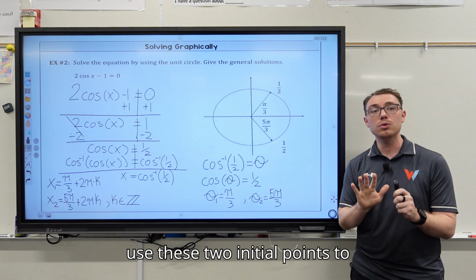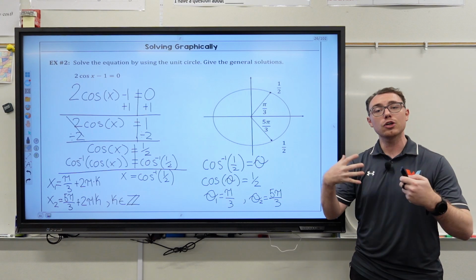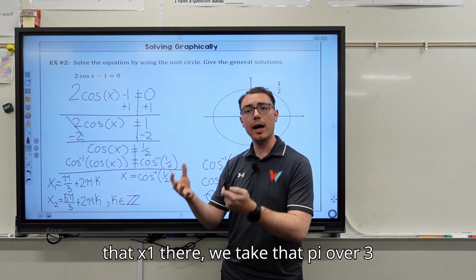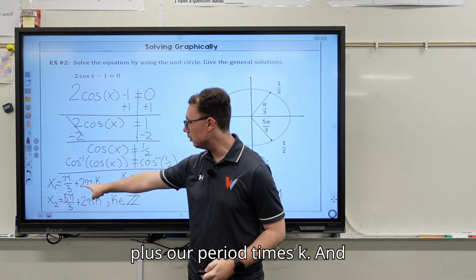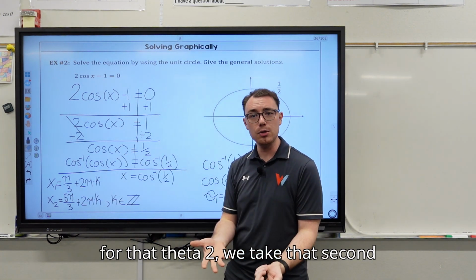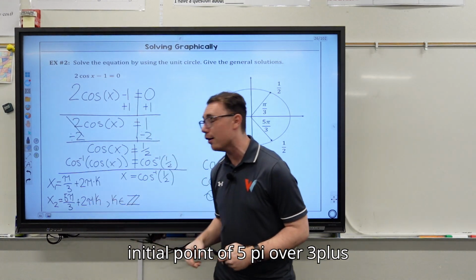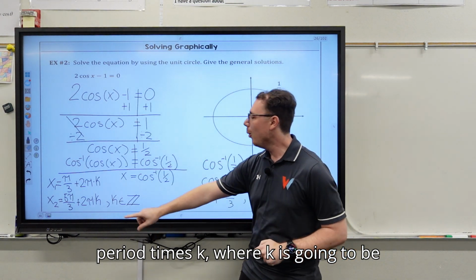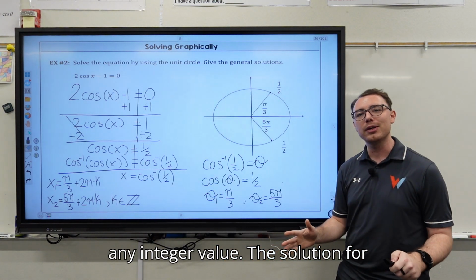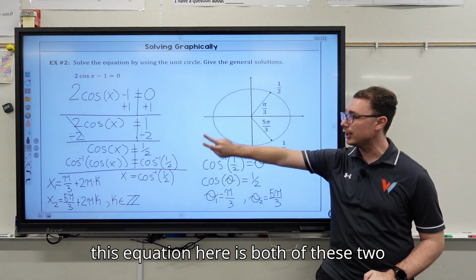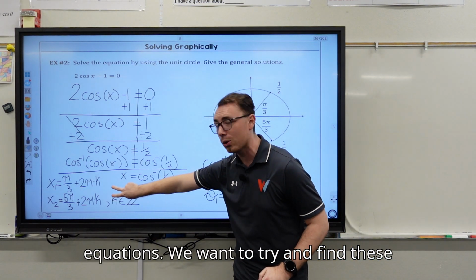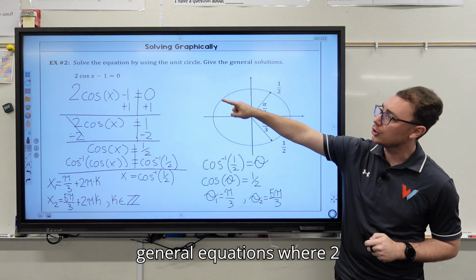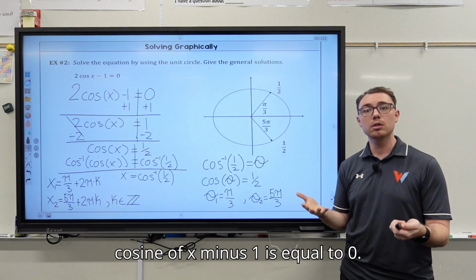From here, we can use these two initial points to create those two general equations. For that x1, we take that pi over 3 plus our period times k, and for that x2, we take that second initial point of 5 pi over 3 plus our period times k, where k is going to be any integer value. The solution for this equation is both of these two equations. We want to find these general equations where 2 cosine of x minus 1 is equal to 0.